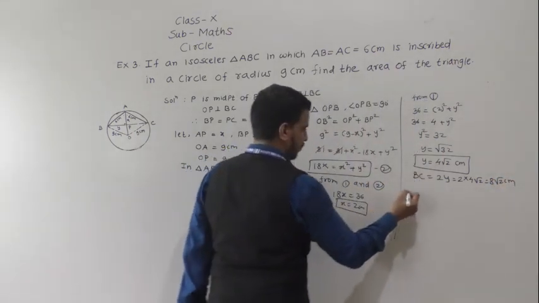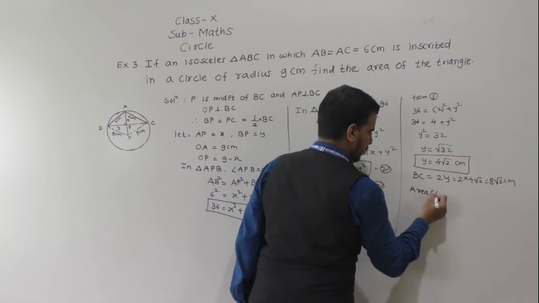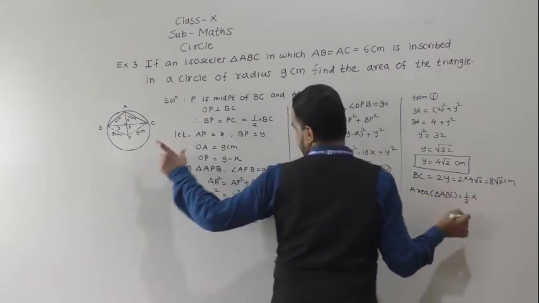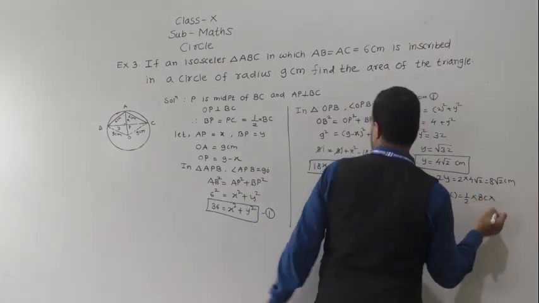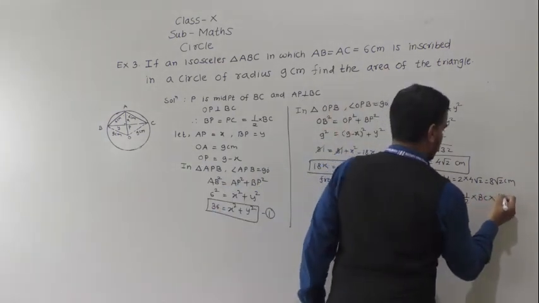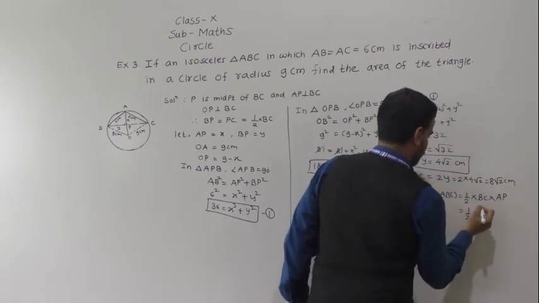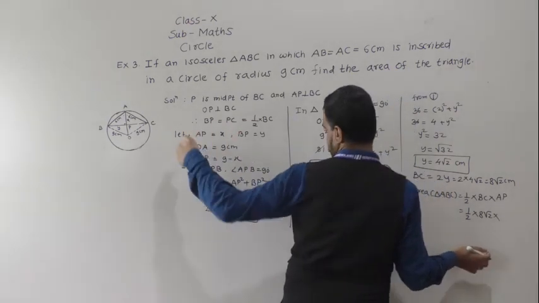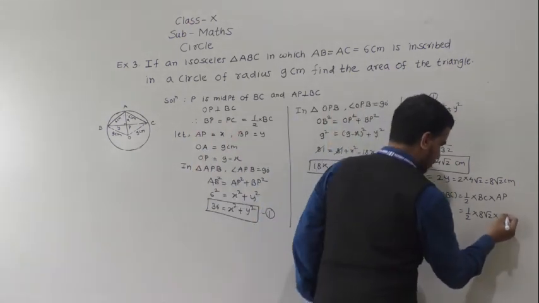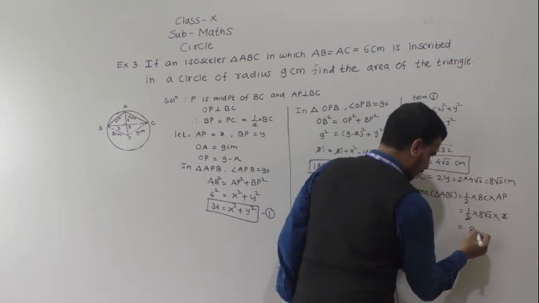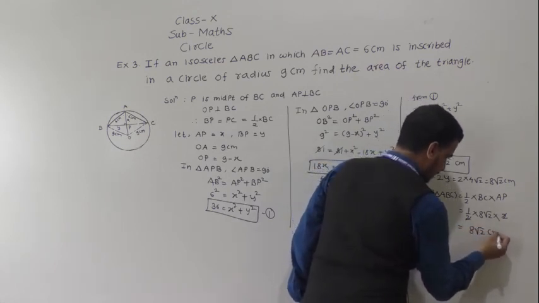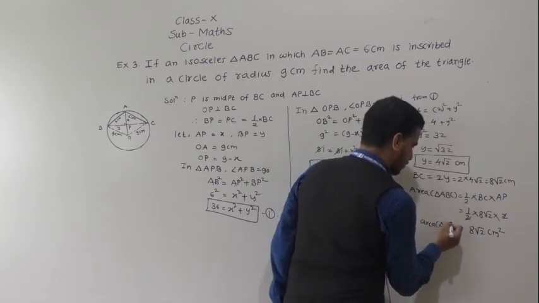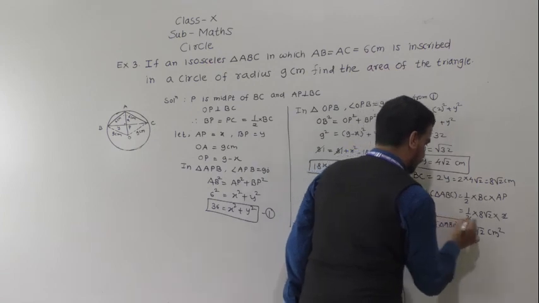Okay, so area of triangle ABC, how do we write? Area of triangle ABC is equal to half into base BC and height AP. So half into base BC is 8 root 2 and height AP is X, so X is equal to 2, so this 2 will get cancelled. So area of triangle ABC is 8 root 2 centimeter square. Okay, so this is the final answer.